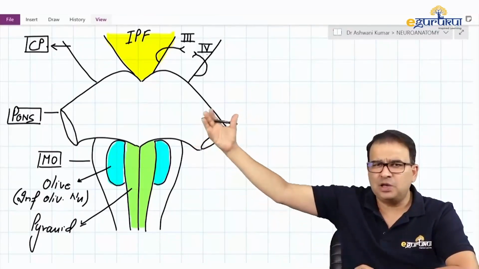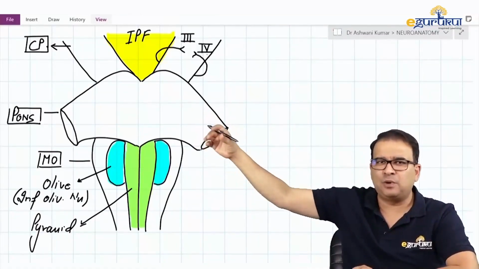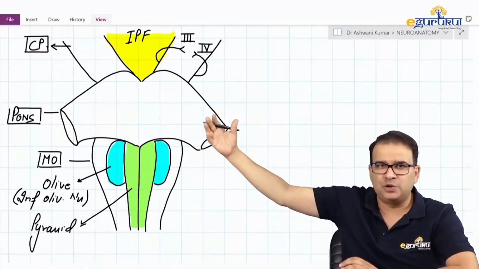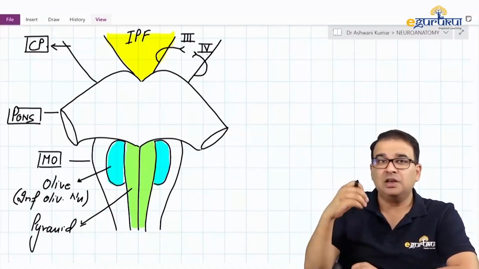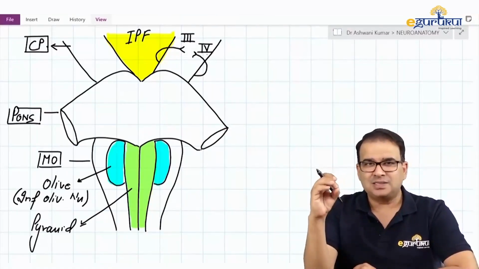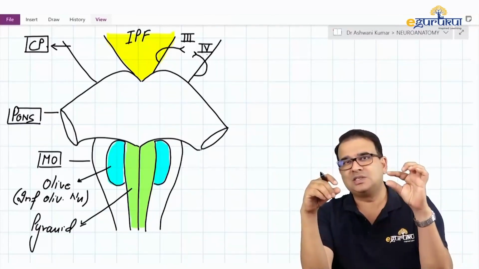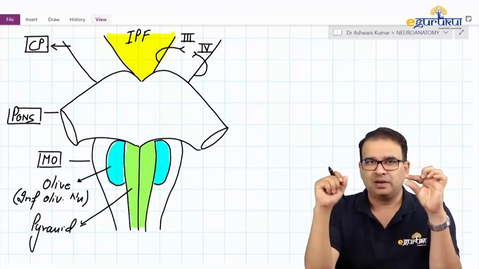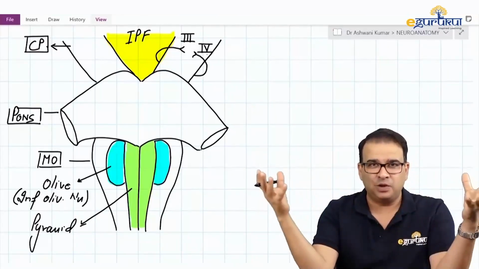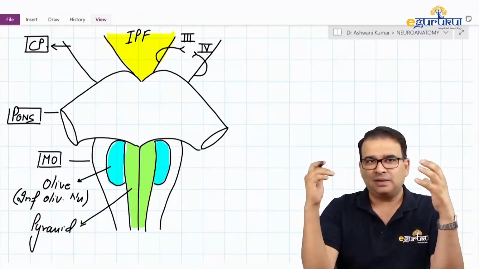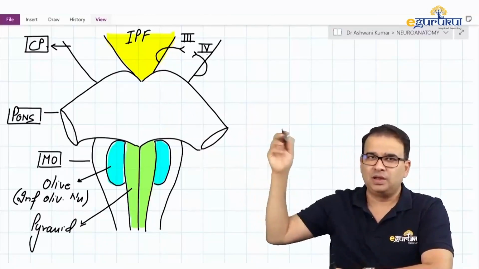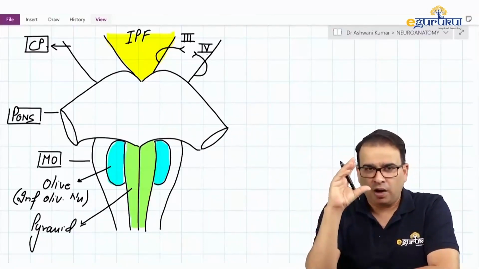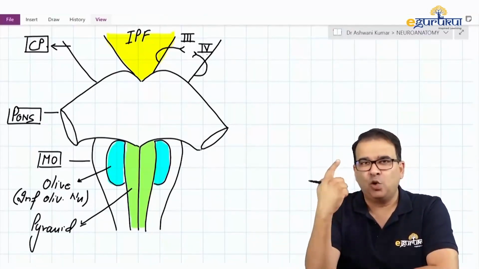Yes, the pons has many nuclei inside. There are so many nuclei inside the pons: the facial nucleus, the motor trigeminal nucleus, and the salivatory, inferior salivatory. But when you look at the nerve coming out, it's not necessary that exactly where the nucleus is present, the nerve also needs to come out from there, because one nerve can have multiple nuclei. That's why don't think that the facial motor nucleus is in the pons, so the facial nerve should come out from here only. No, not necessary.